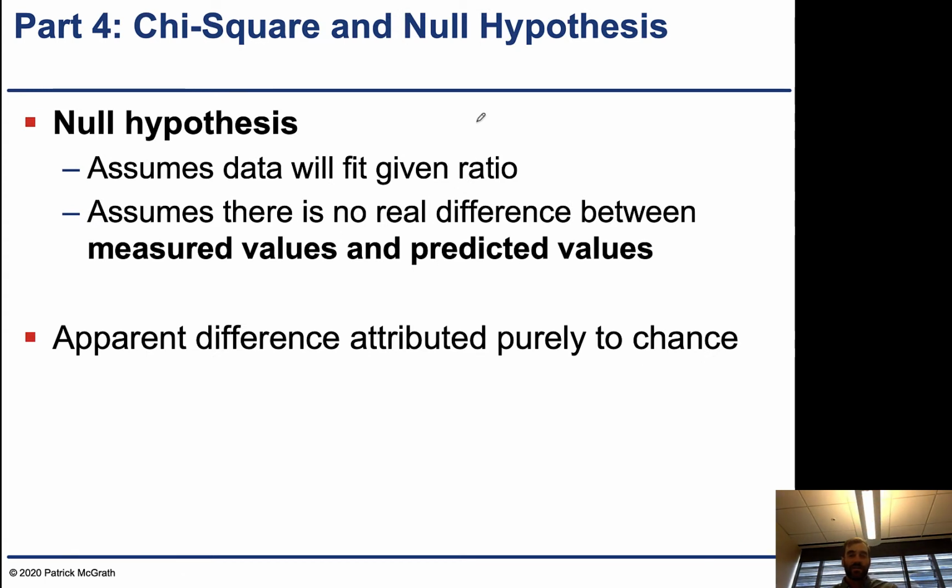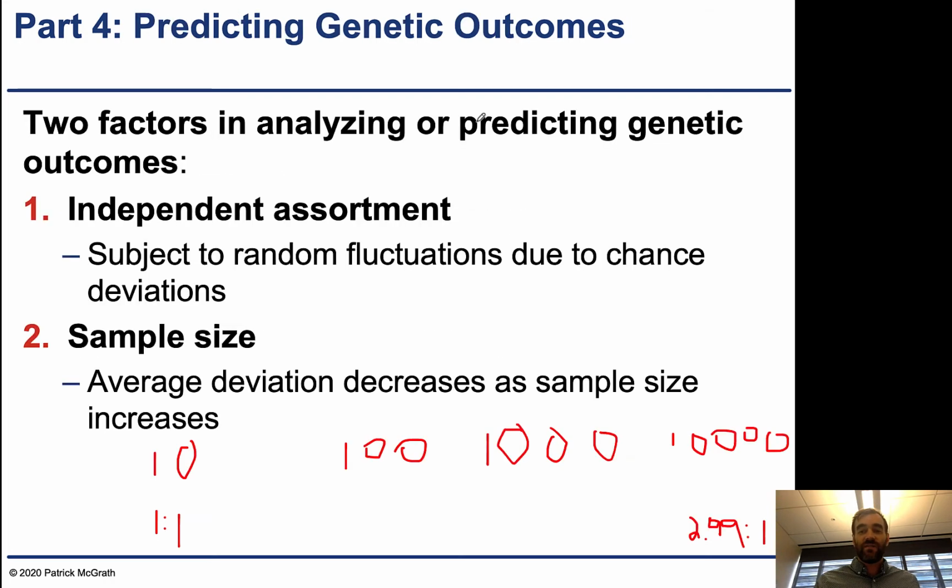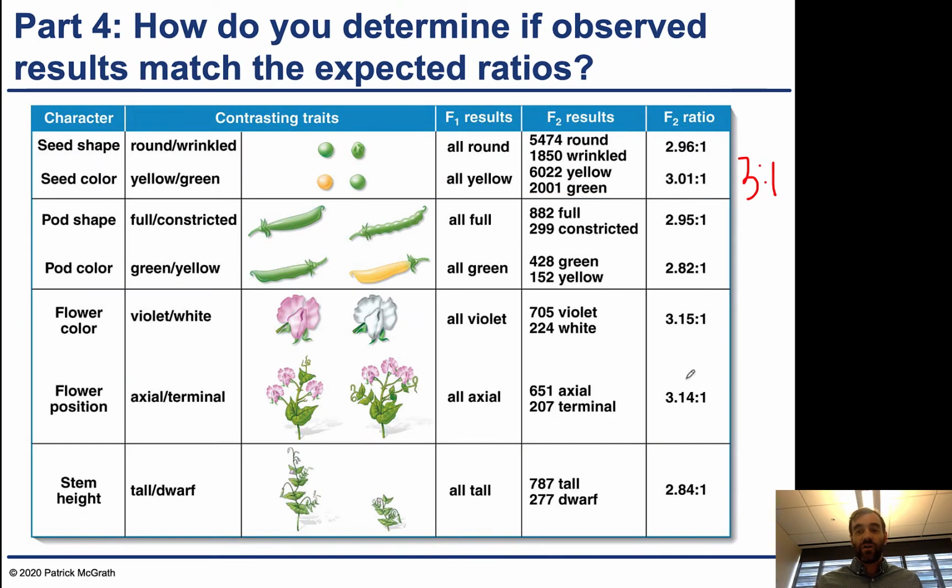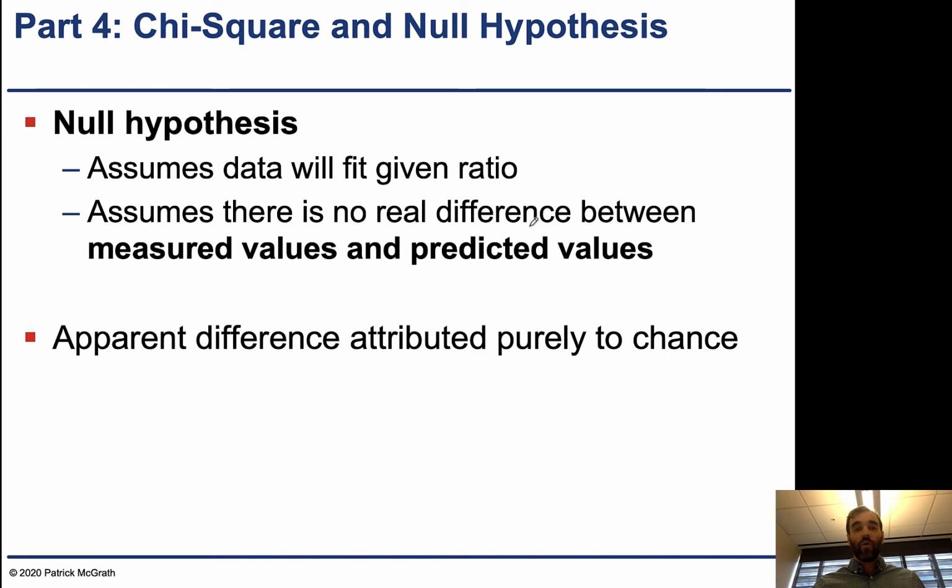And so the chi-square test is a pretty straightforward test that allows us to test this. And so the null hypothesis that you set up assumes that the data fits your expected ratio. And so our expected ratio is 3 to 1. And so now we want to say, do these deviations from the ratio of 3 to 1 fall within the bounds that we would expect, or does there appear to be a significant difference? So the apparent difference can be attributed purely to chance.